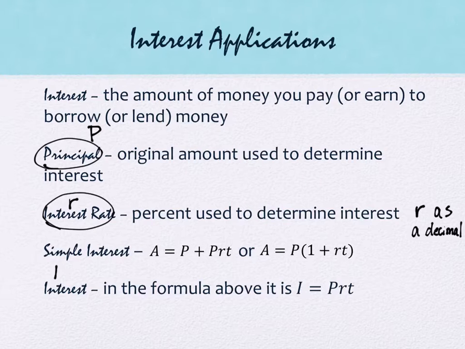And the last one is T for time. And the time is always measured in years. So if it gives you a number of months in the problem, you have to make sure to first find the corresponding number of years for that to make sense.